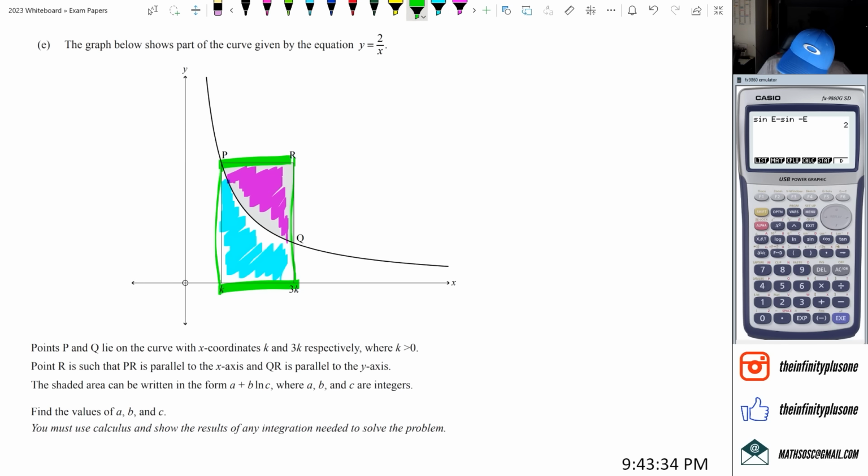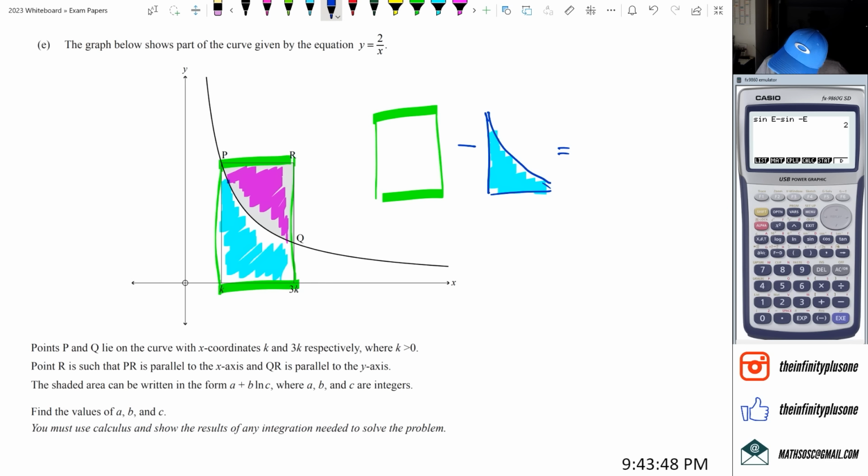So long story short, we just go rectangle minus the blue curvy part, which actually equals the purple part, or the pink part.